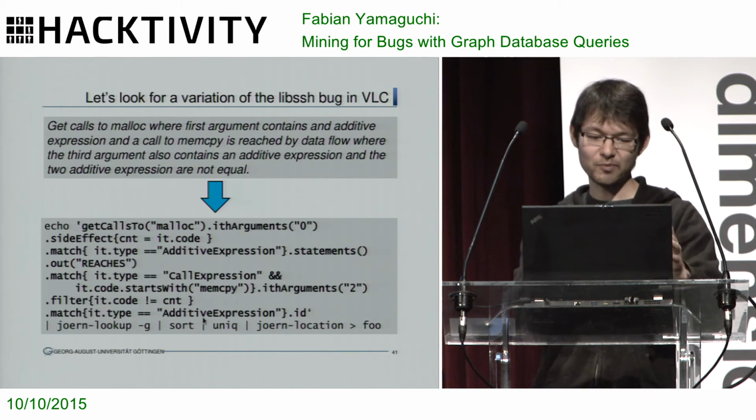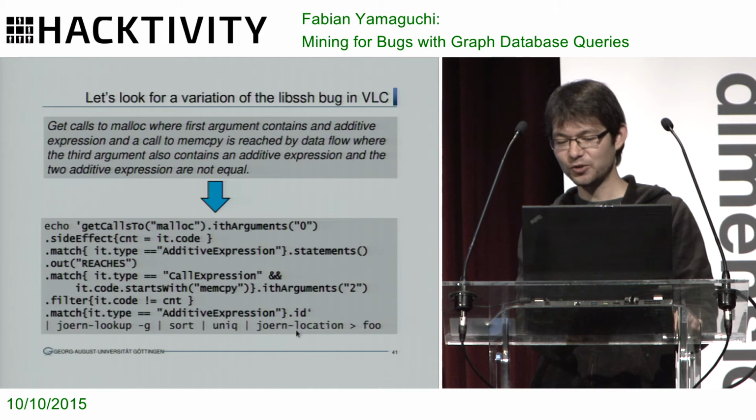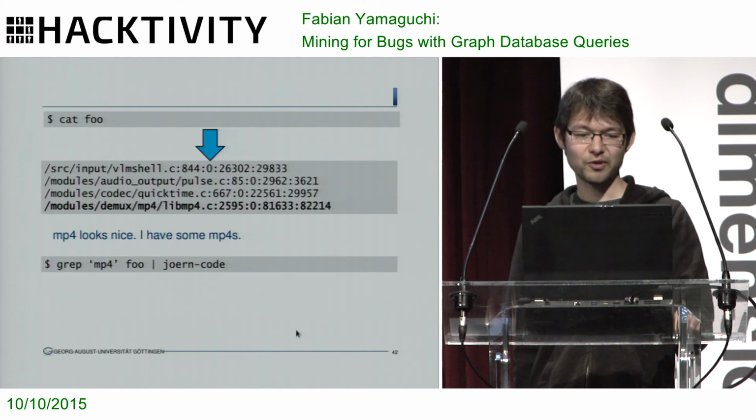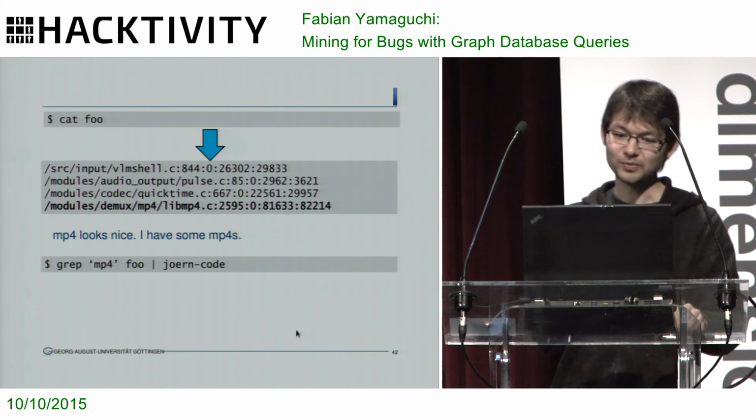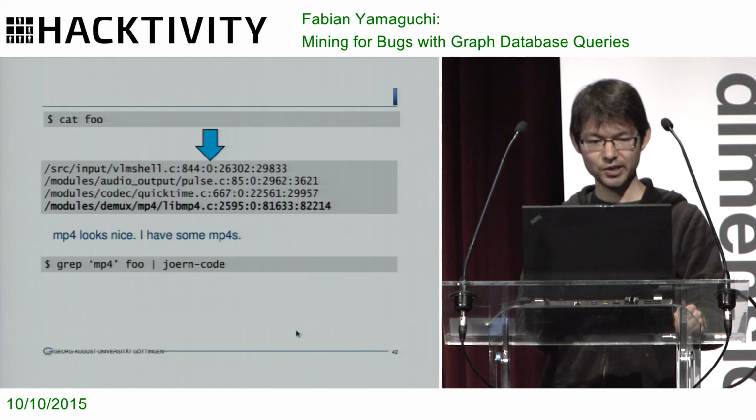That's it. You type that, you pipe it into your lookup, you sort it, unique, you use your location to get the actual locations, you pipe it to foo, right? Foo's your file now, you cat foo, and you get 4 hits in the entire code base. And I immediately thought, oh, MP4 looks nice. I have some MP4s.